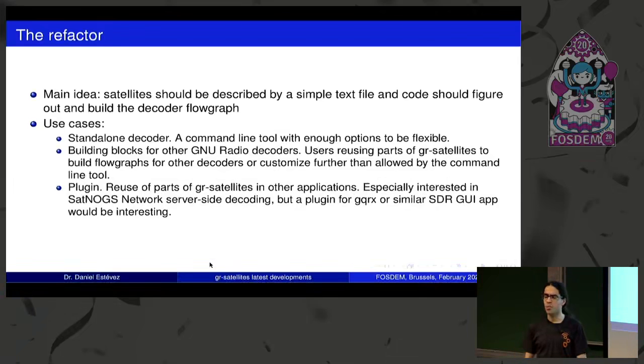So this has the problem that whenever a new satellite is launched, if it uses really different protocols, they need to push the updated software to all the ground stations, and this is costly and it takes time. So SatNOGS people are also interested in, hey, can we do server-side decoding? So I think gr-satellites would integrate really well with that.